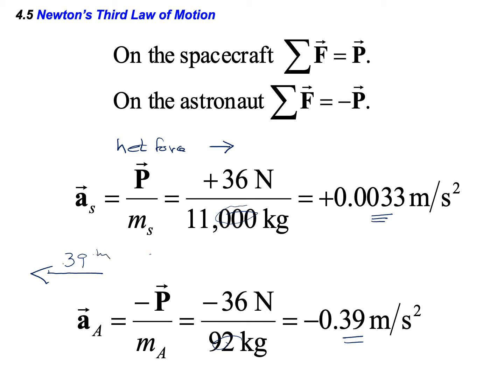30.39 meters per second square, 0.39 meters per second square.